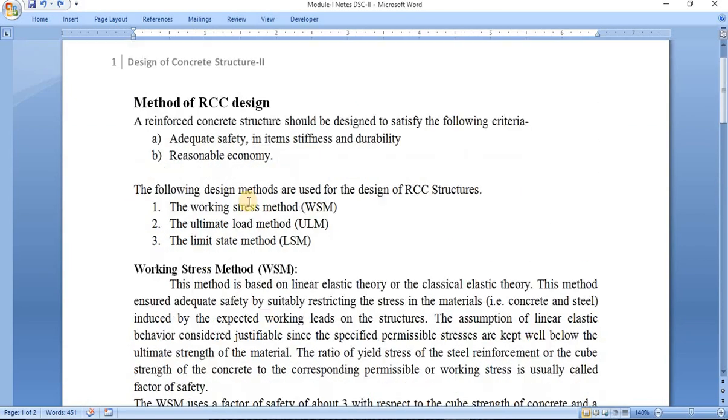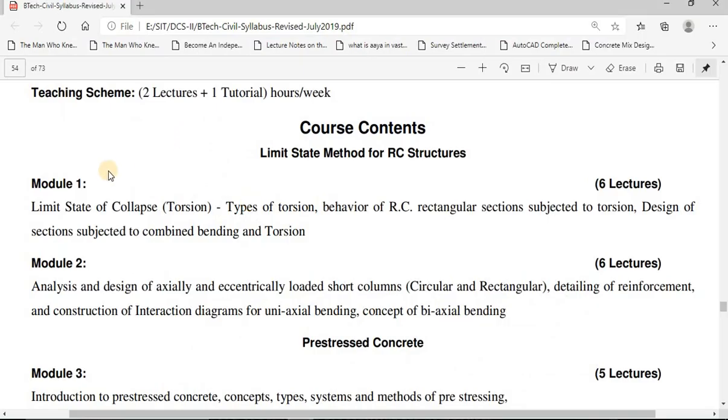So this is a brief about the first chapter, that is limit state of collapse. Here you can see limit state of collapse comes into the picture. In limit state of collapse there are various things. In detail we are going to discuss limit state of collapse in the next session.